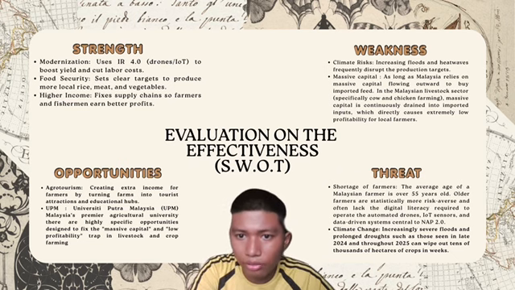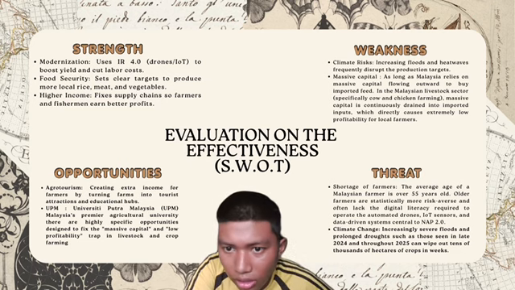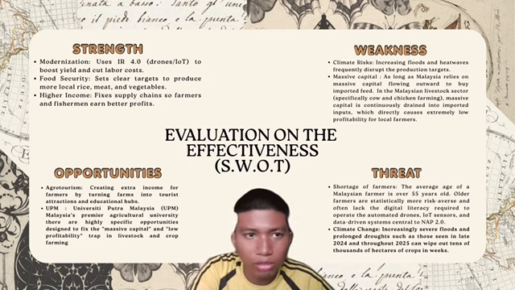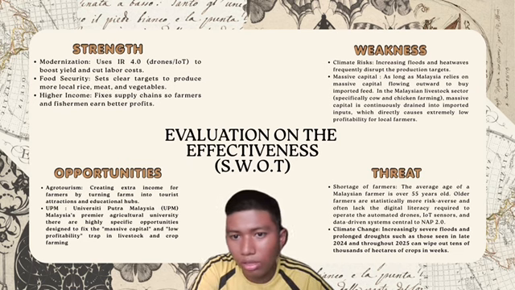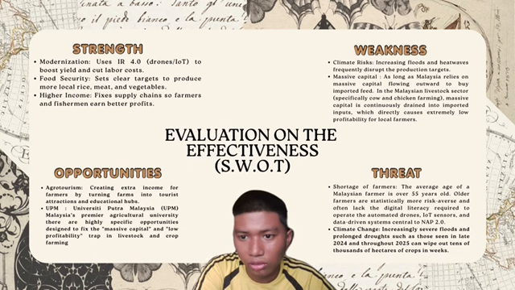So secondly is massive capital. It means the nation relies on massive capital flowing outward to buy imported feed. In the Malaysian livestock sector, specifically cow and chicken farming, massive capital is continuously drained into imported inputs. So it has two points here. Firstly, about the livestock sector, like cow and chicken farming.